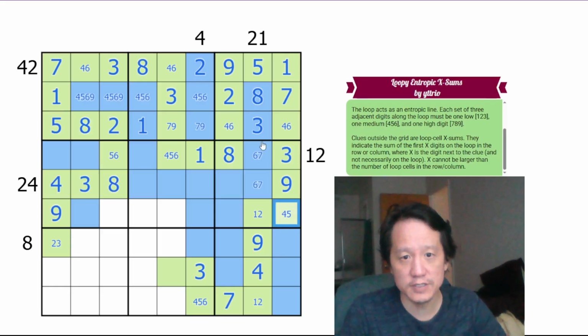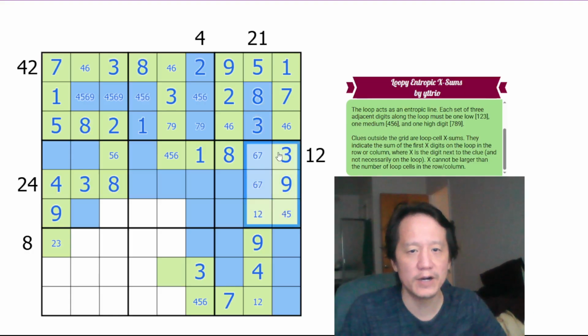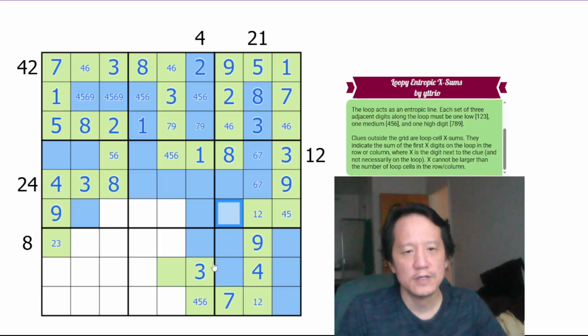This can't be 6 because of the 6 in the box, the 6, 7 pair specifically in the box. This must be a high digit, 7, 8, or 9.